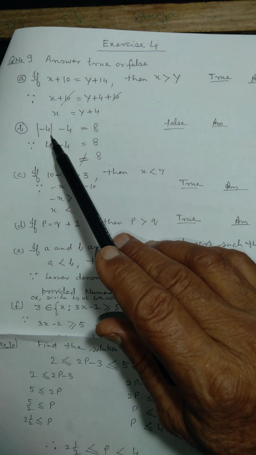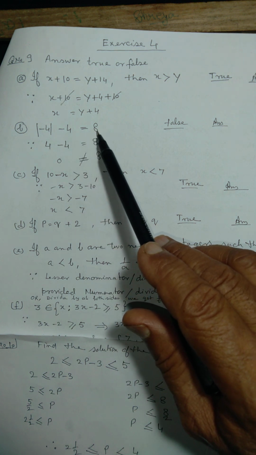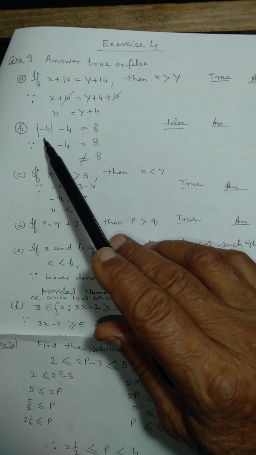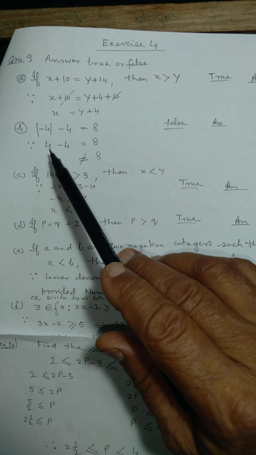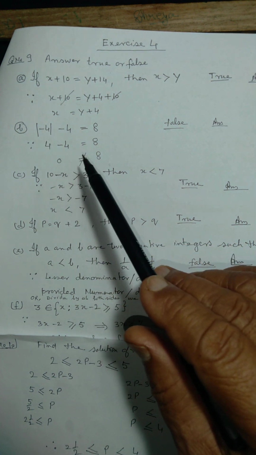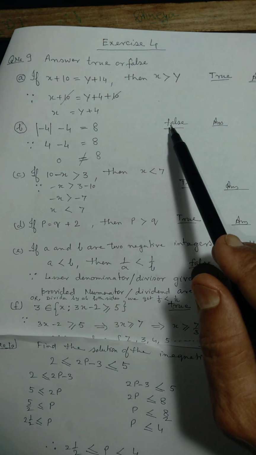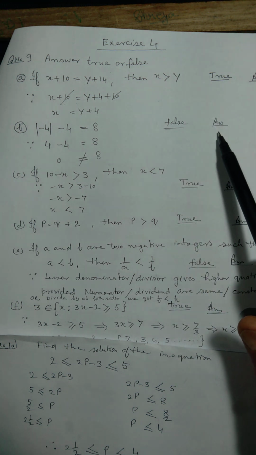Mod of minus 4 plus minus 4 is equal to 8. You see, when you solve this mod, or take the absolute value, you will get 4. So 4 minus 4 will be equal to 0. 0 cannot be equal to 8. Hence it is false. The answer is false.